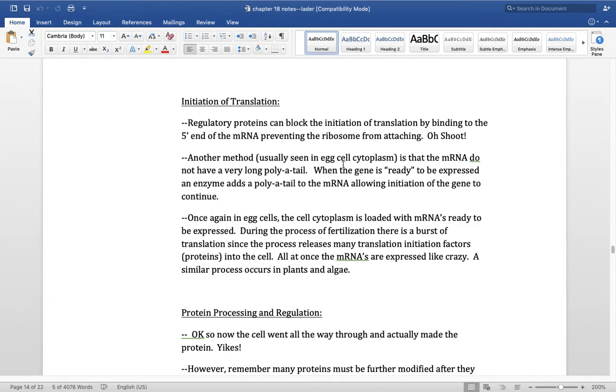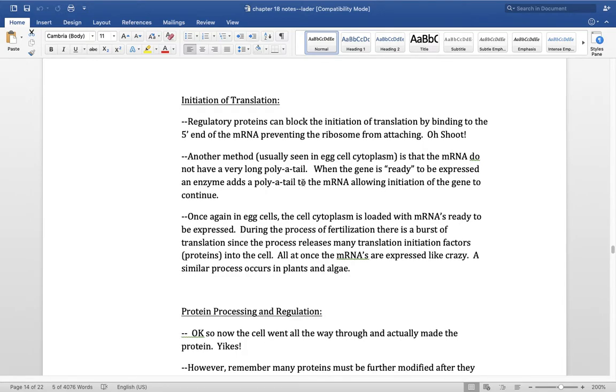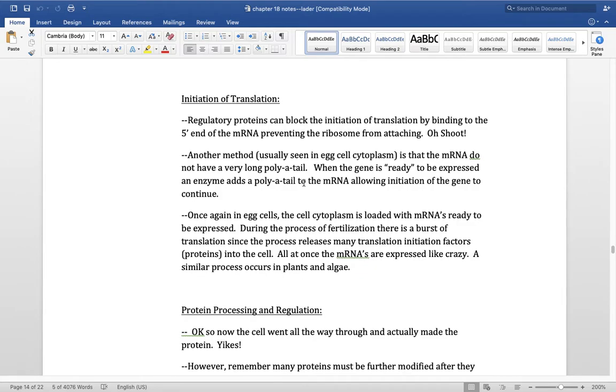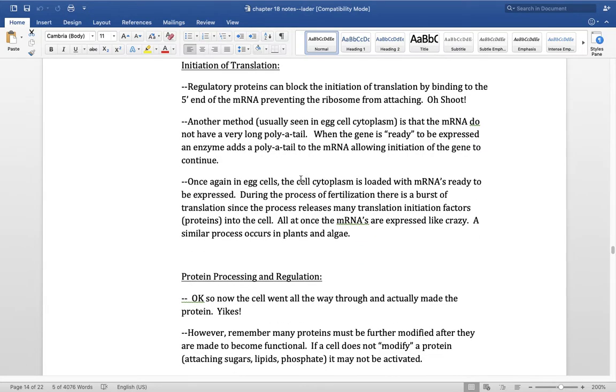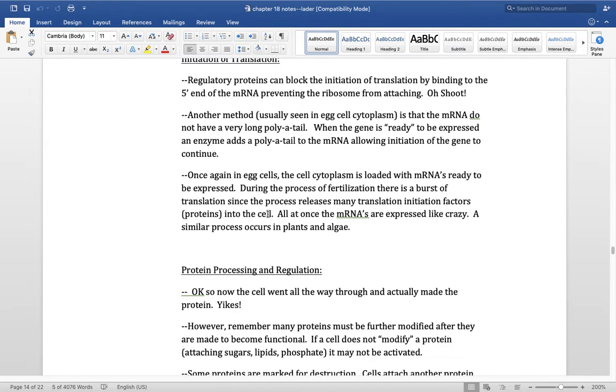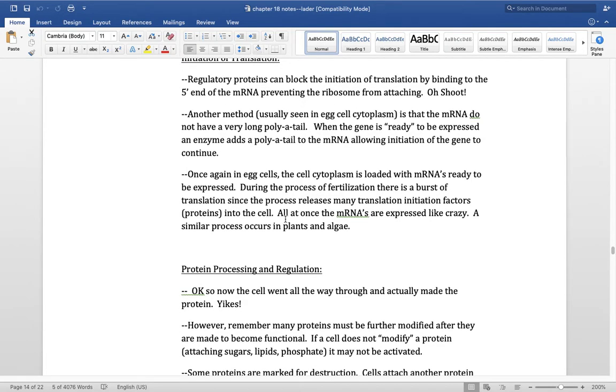Another method, and this is in the egg cell cytoplasm, is that when the mRNA do not have very long poly A tails, when the gene is ready to be expressed, an enzyme adds a poly A tail to it so that it's going to last for a long, long time. Once again, in egg cells, the cell cytoplasm is loaded with mRNA. It's very heterogeneous, ready to be expressed. During the process of fertilization, there's a burst of translation since the process releases many translation initiation factors. Okay, all at once the mRNAs are expressed.